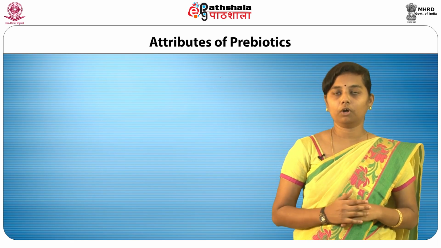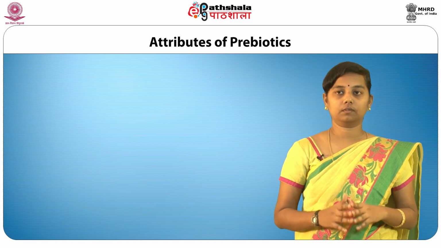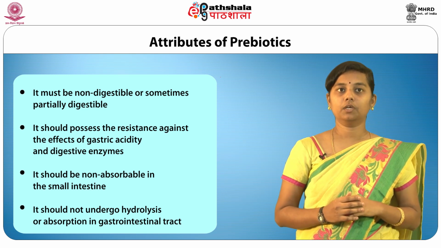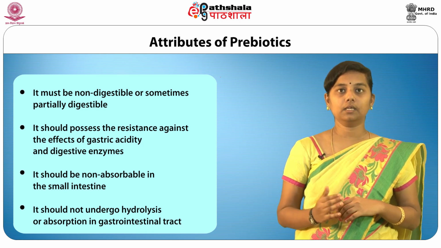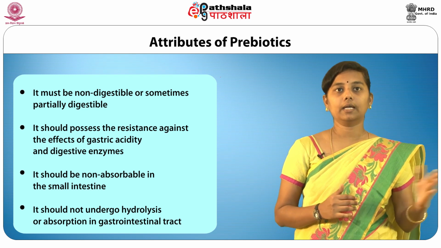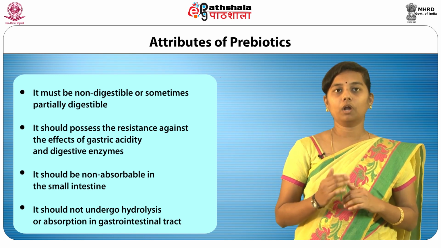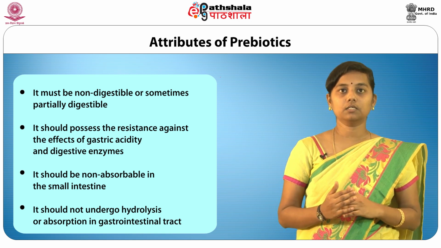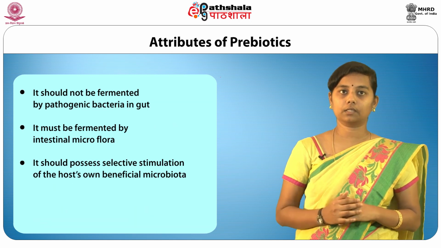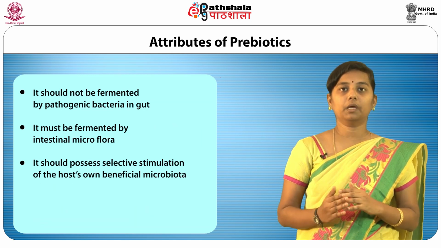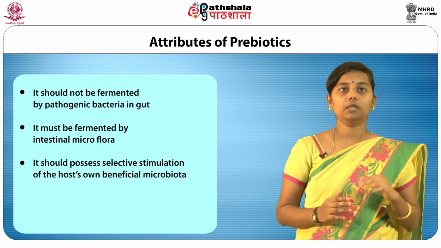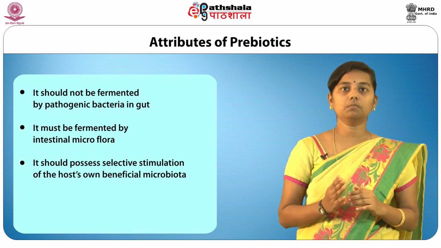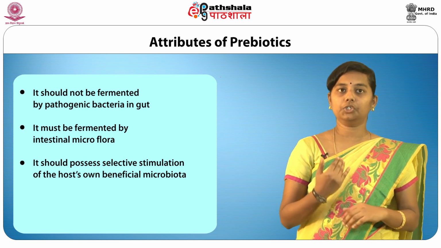For any food to be prebiotic, it should possess qualities such as it must be non-digestible or sometimes partially digestible. It should possess resistance against the effects of gastric acidity and digestive enzymes. It should be non-absorbable in the small intestine and it should not undergo hydrolysis or absorption in the gastrointestinal tract, and it should not be fermented by pathogenic bacteria in the gut. It must be fermented by intestinal microflora. It should possess selective stimulation of the host's own beneficial microbiota.